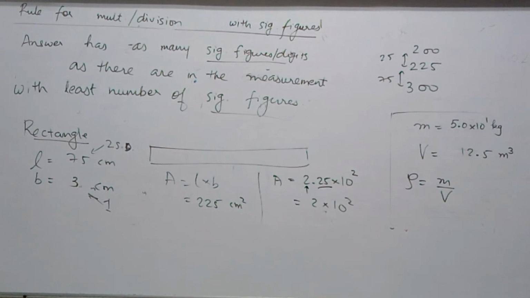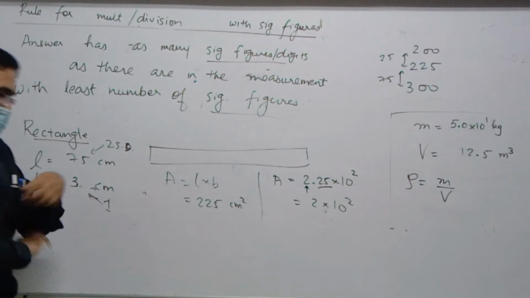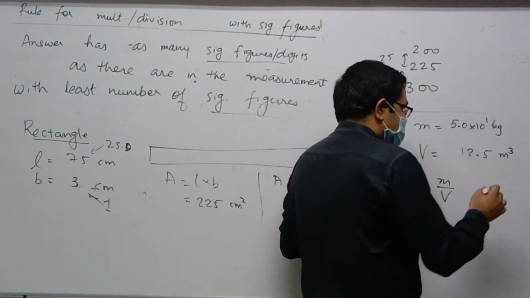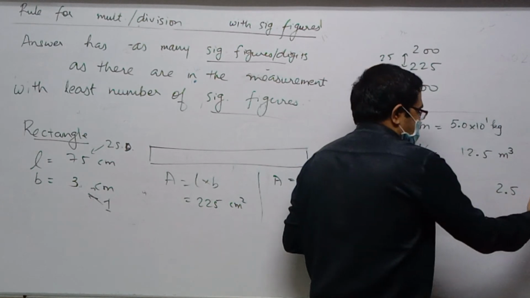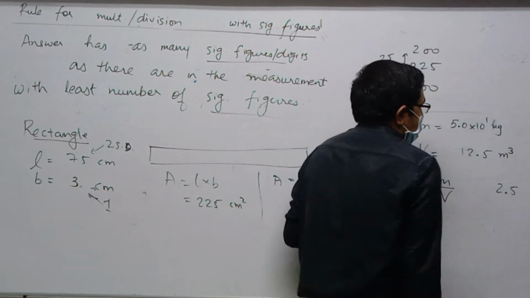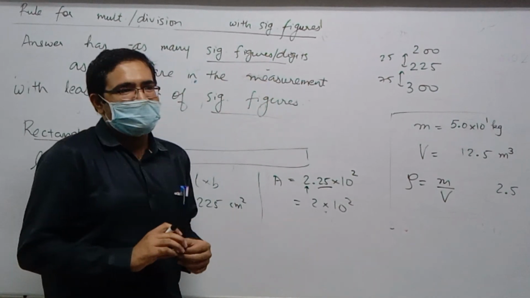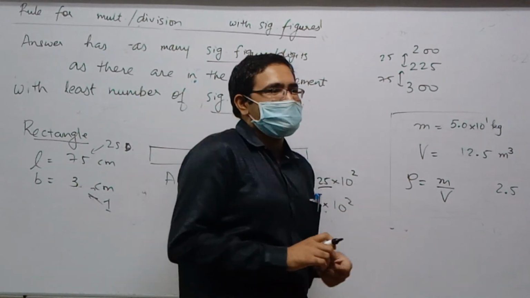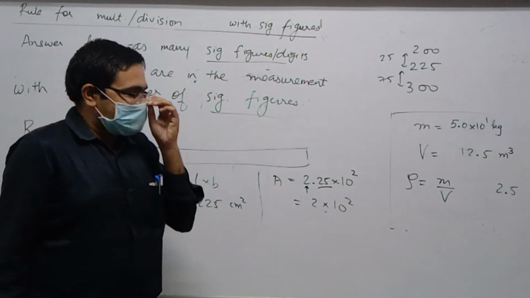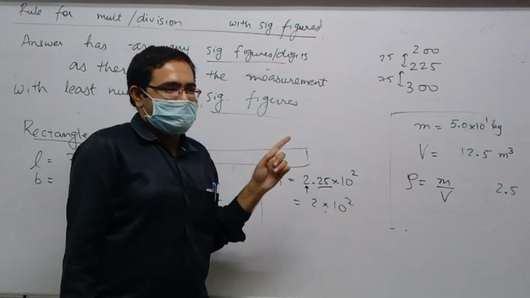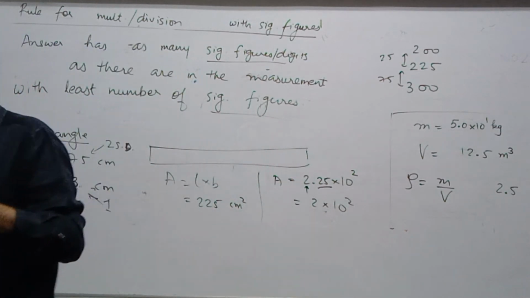Raise your hand if you have done it. Anyone else finished it? Okay. 2.5. And is there a unit? What will be the unit? Kg per meter cube. Okay. And you are sure this is the right answer? Okay, sit down. I think it's not the right answer. The division is wrong.